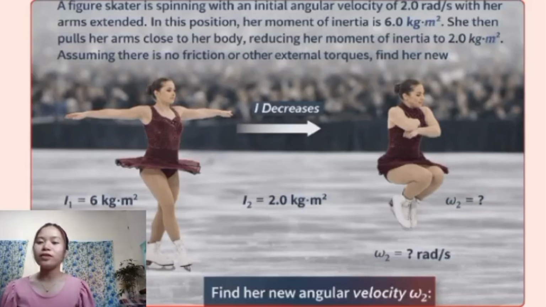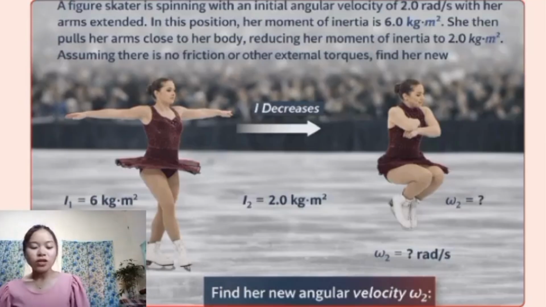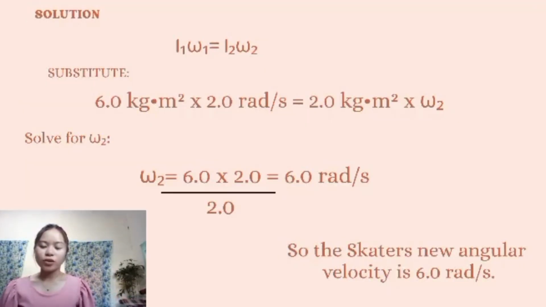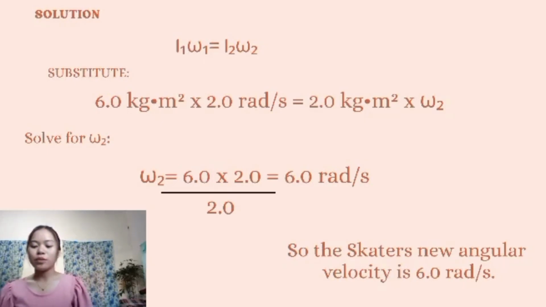So, the first angular velocity is 2.0 radians per second. Then, the first moment of inertia is 6.0 kg/m². And the second moment of inertia is 2.0 kg/m². So, this time, we will find the second angular velocity. Since there is no net external torque, angular momentum is conserved. So, we will write the equation I sub 1 times omega sub 1 equals I sub 2 times omega sub 2. So we need to substitute now.